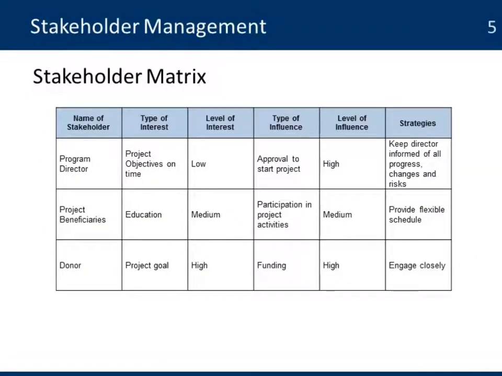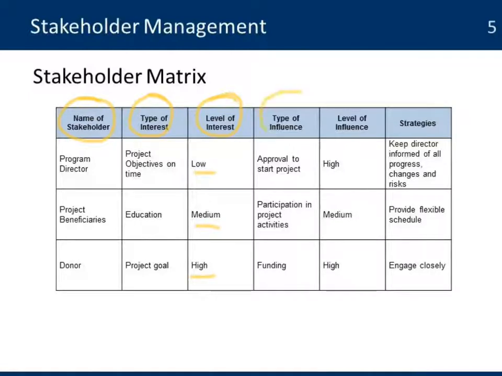One of the tools that is used in managing these stakeholders is called the Stakeholder Matrix. In this matrix, what we do is identify all the stakeholders in our project. Then, based on the information that we have at that moment, we try to understand the type of interest. What is their interest in the project? Then, their level of interest at that moment. It could be low, medium, or high.